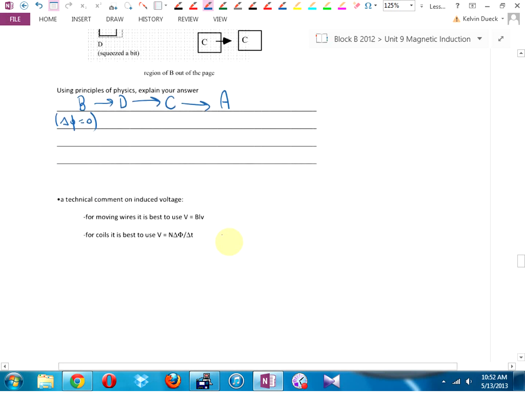So for what it's worth, technical comment on voltage. For moving wires, use BLV, although instead of using capital V, we've been using our EMF symbol. And for coils, use negative N change in flux over time.